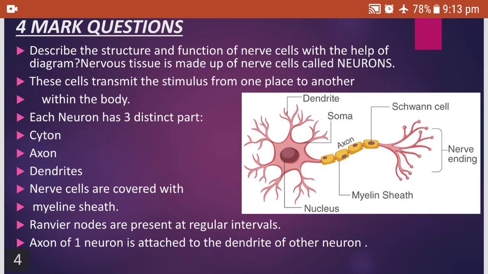Cyton or cell body with the nucleus, axon a long projection, and the small projections from the cyton are called dendrites. That axon is covered with the myelin sheath. And Ranvier nodes are present at regular intervals. I will show you in the next slide. An axon of one neuron is attached to the dendrite of another neuron. You can learn this diagram from the textbook also and practice it for the exam.